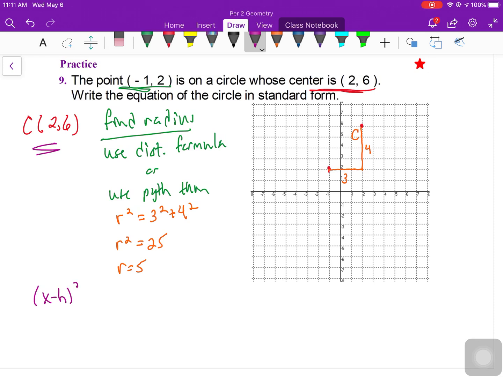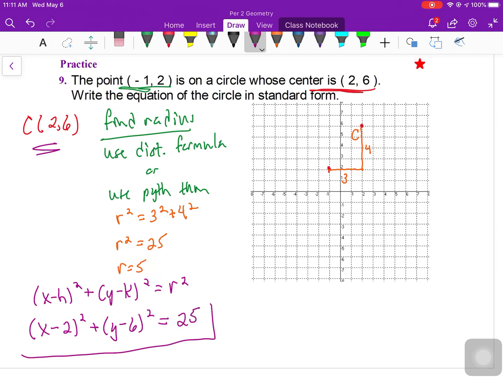We're ready to write our equation. Since the center is not at the origin, we have to use the standard form (x minus h) squared plus (y minus k) squared equals r squared. We have to remember that we use the opposite, so it would be (x minus 2) squared, and it would be (y minus 6) squared. And then we have to remember that we use the square of the radius, which we've done several times. It's 25.